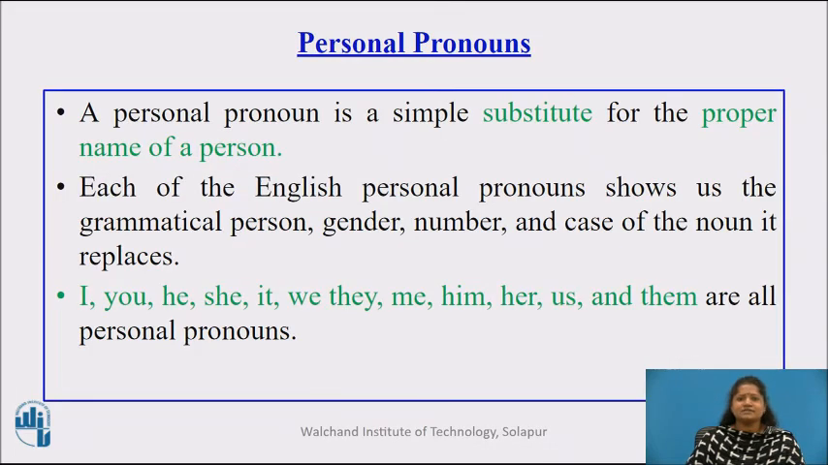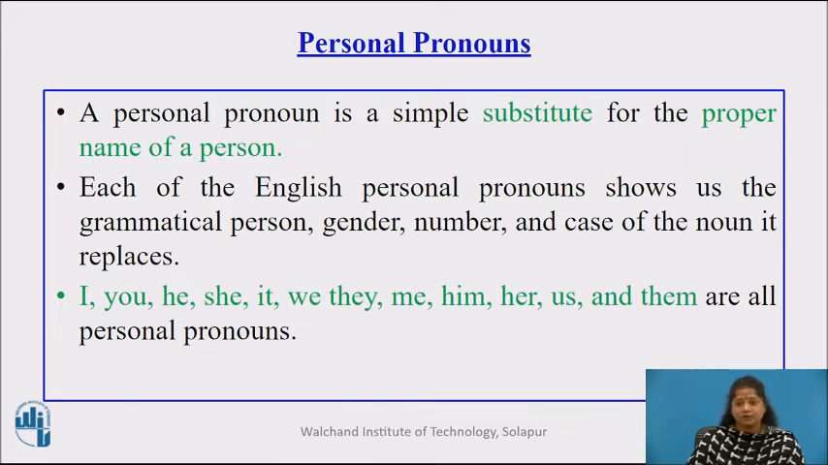Let us learn what is a personal pronoun. A personal pronoun is a simple substitute for the proper name of a person. Each of the English personal pronouns shows the grammatical person, gender, number and case of the noun it replaces. I, you, he, she, it, we, they, me, him, her, us, etc.